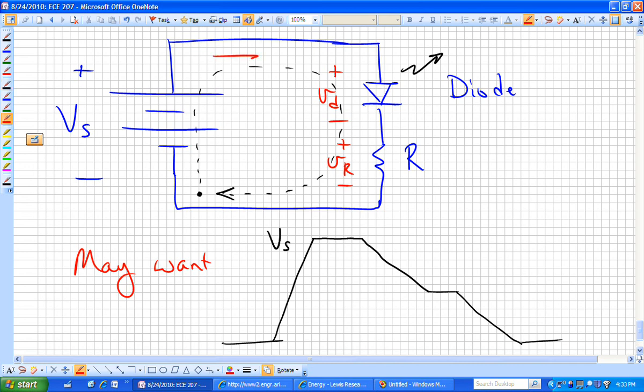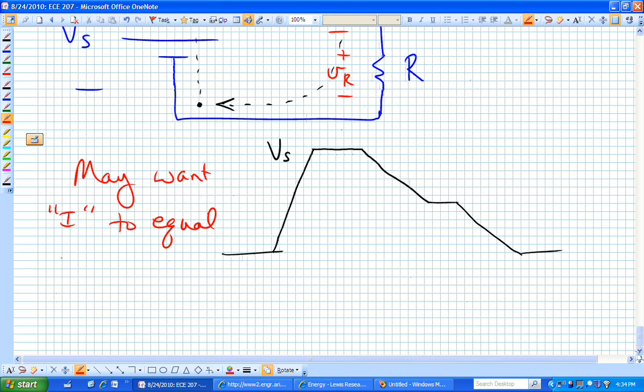In addition to that, you also have some current flowing. So how much water is coming down from that waterfall? That's the current. So you have the height of the waterfall, that's V sub S, that's your battery, and you have how many electrons are flowing. What's the charge coming out of that battery? That's the current. For an LED, you may want this current I to equal 20 milliamps to give you a nice red glow or whatever color it is.